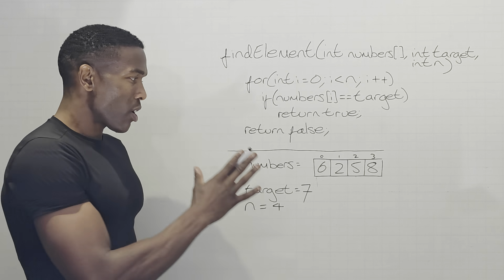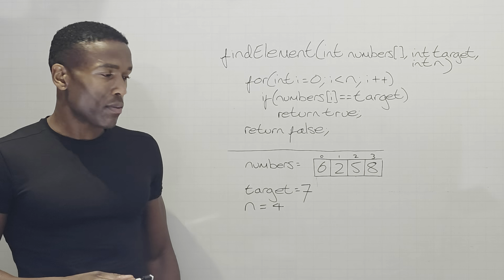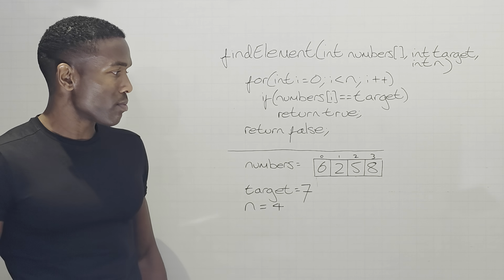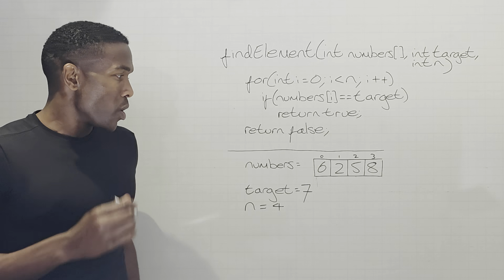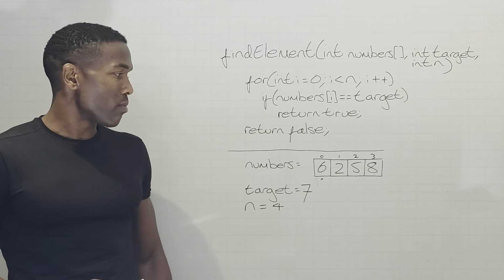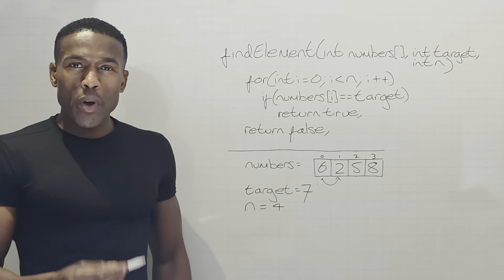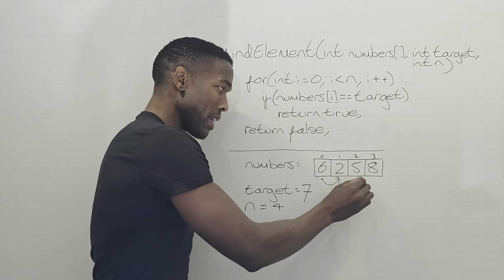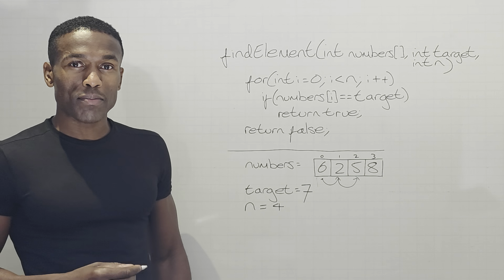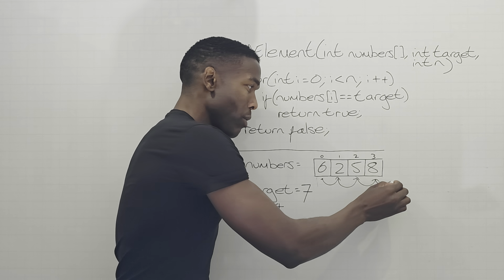Now, let's use the example here to trace through our algorithm. Here we have our list of numbers. We have the target we're going to search for, which is number 7, and the length of the array, which is 4. Now, to begin, we start at the first element, and we ask whether that element is the target we're looking for. Well, it isn't. So we move on to the next element, and we ask again, is that the target we're searching for? No, it isn't. So on to the next one. Not our target. On to the next one. It's not our target. And then we're out of bounds.